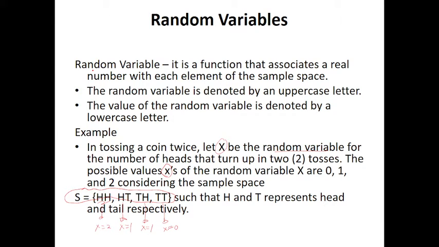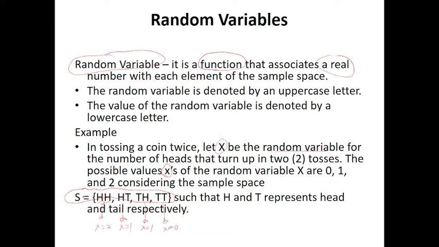Now, let us go back to the definition of the random variable. A random variable is a function that associates a real number with each element of the sample space. So when we talk about a random variable, it is a function. What does that mean? It means that it has one possible value only for every outcome. For every possible outcome, there is only a single possible value of the random variable.